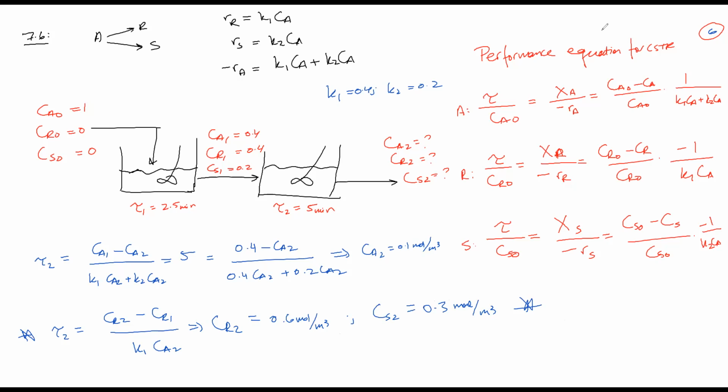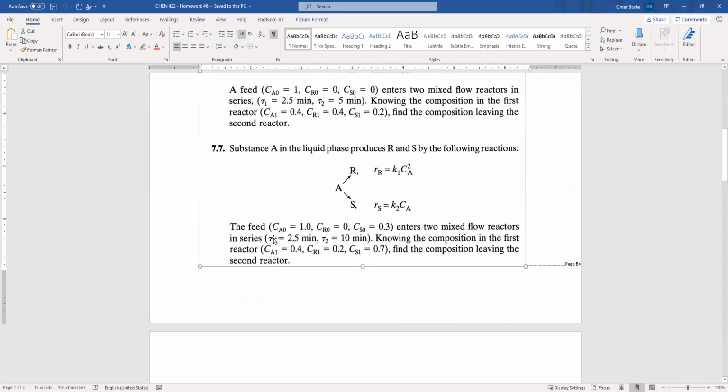Okay, let's save. Let me clear all the drawings. Let's go back to the homework. 7.7, again, a similar type of problem. Substance A in the liquid phase produces R and S by the following reactions. Now you have a second order reaction and a first order reaction. You're given information about the feed, about the tau, and some compositions for the species. Let's go to the whiteboard and solve it. It's an almost identical problem, except now I have a second order reaction in there.